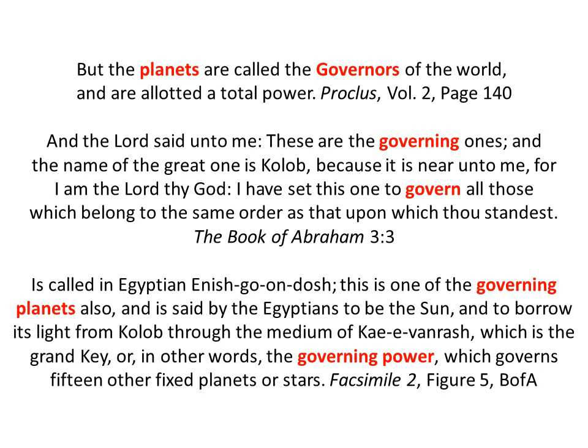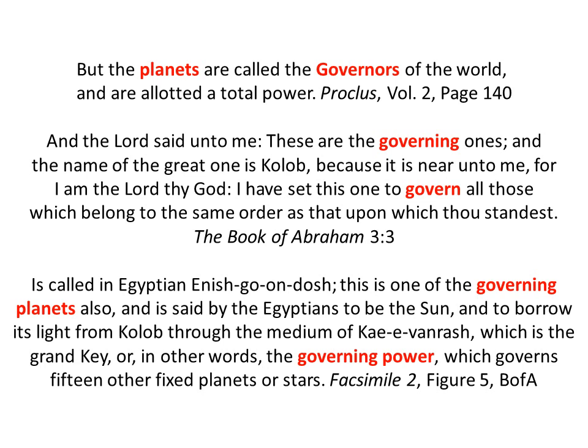And then the Book of Abraham, chapter 3, verse 3: "And the Lord said unto me, these are the governing ones, and the name of the great one is Kolob," and that's a planet, so it's a governing planet. "Because it is near unto me, for I am the Lord thy God, I have set this one to govern all those which belong to the same order." Okay, so governing planets.